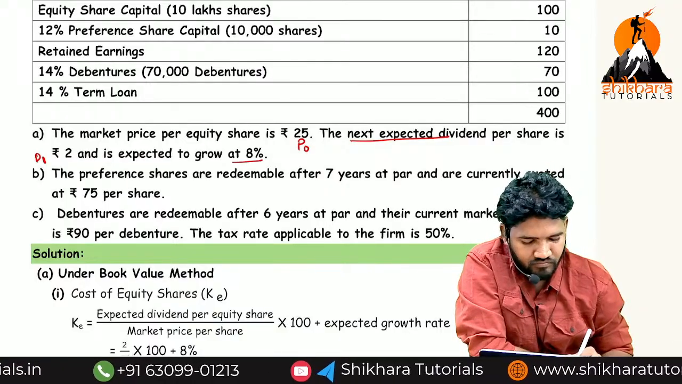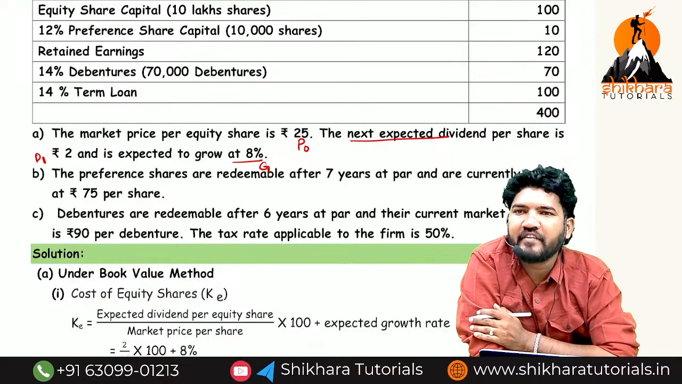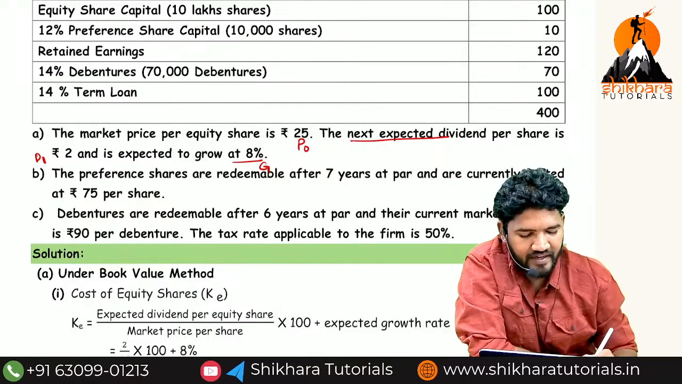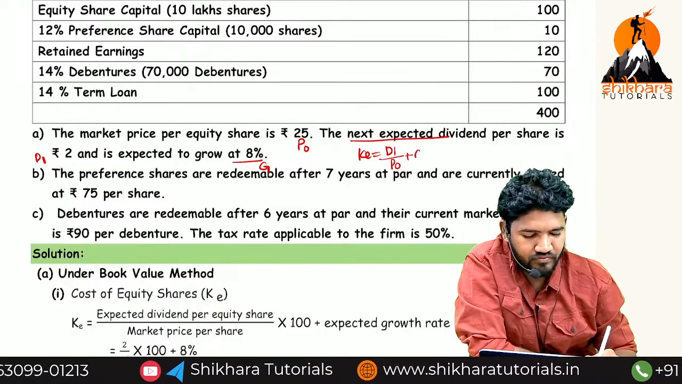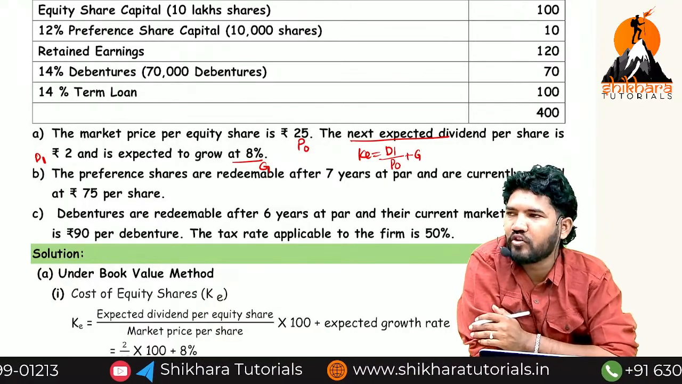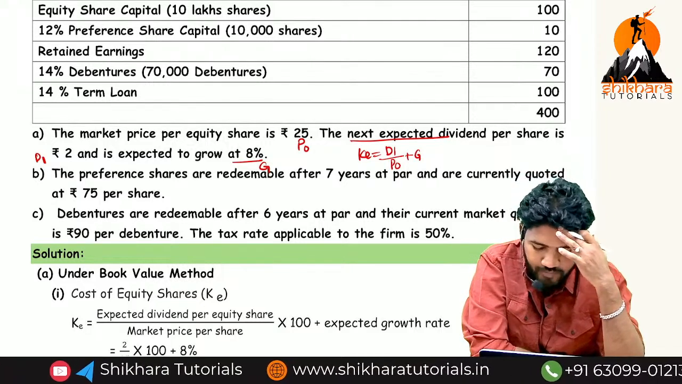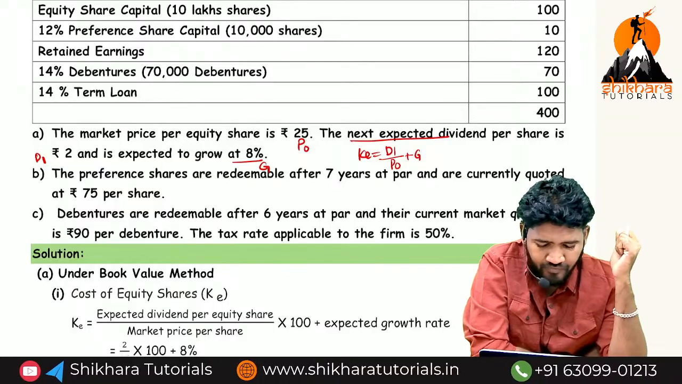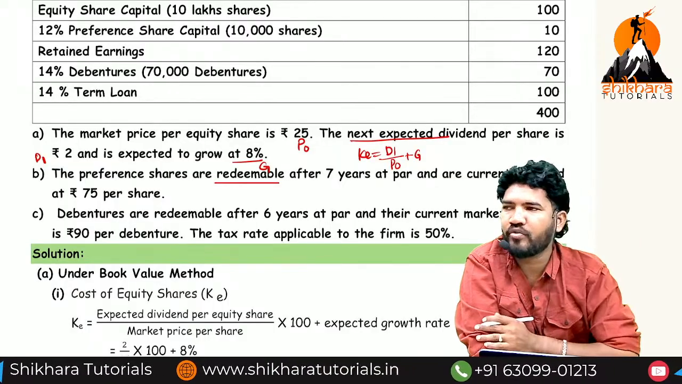Now growth rate. Which model is it? Dividend with growth model. How to calculate KE? D1 divided by P0 plus g. Hope you guys are clear. Any doubt on this? Okay. Next point B. The preference shares are redeemable, which I already said, you have to write the formula first.